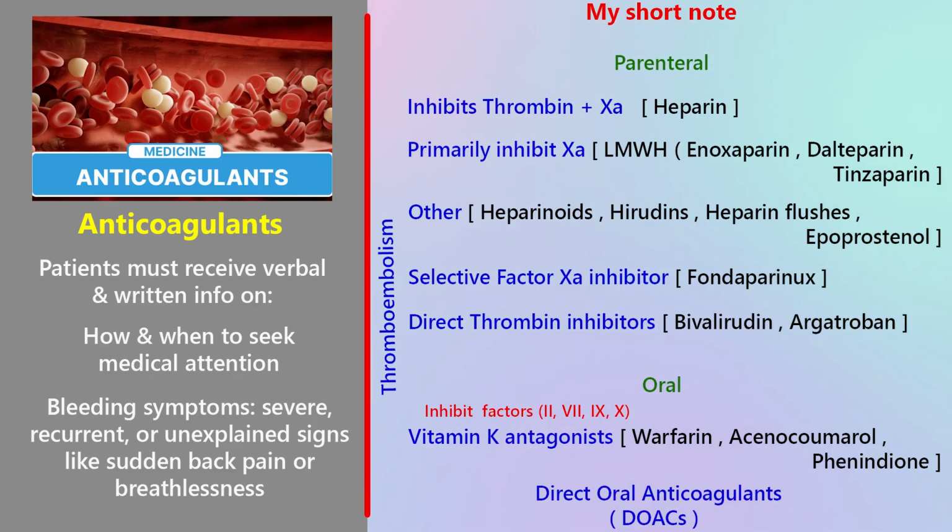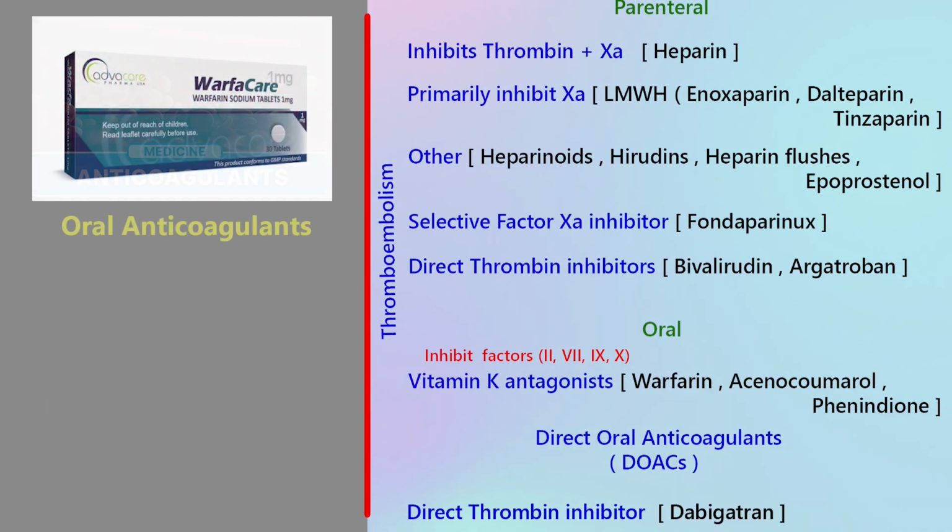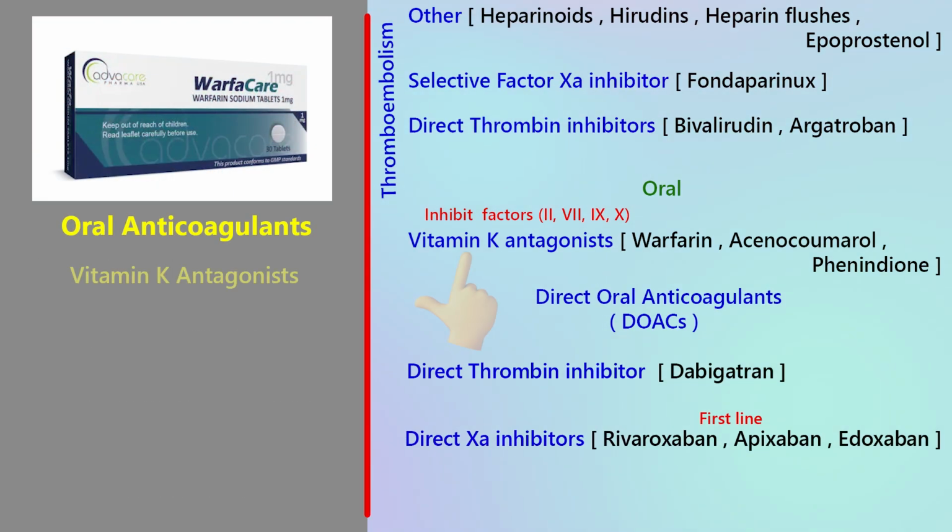Before giving any anticoagulant, patients must always receive verbal and written information. They need to know when to seek help, what bleeding signs to watch for, and that head injuries require emergency referral. Safety first, always. Oral anticoagulants, vitamin K antagonists are the classics: warfarin, acenocoumarol, phenindione.